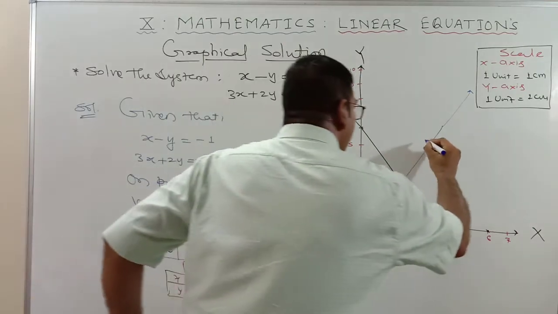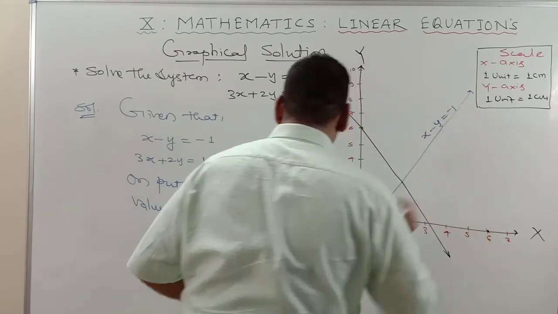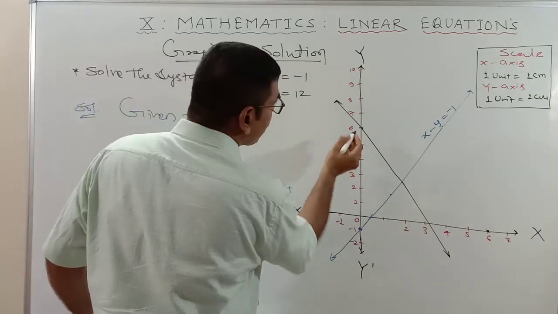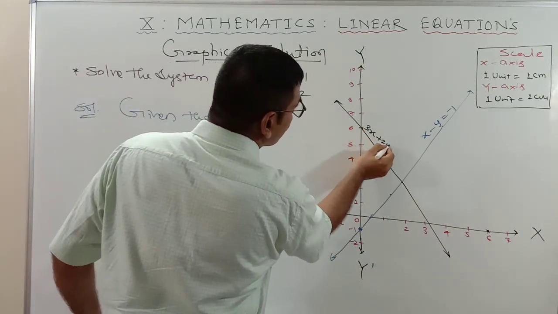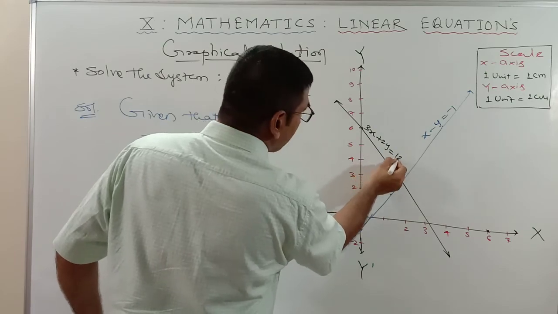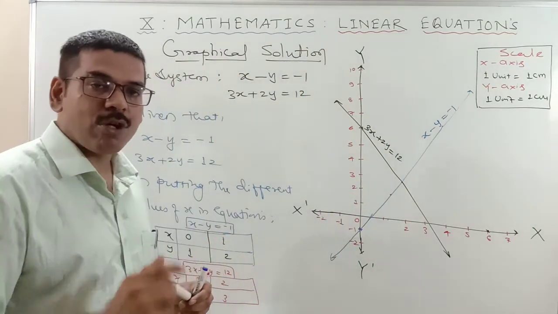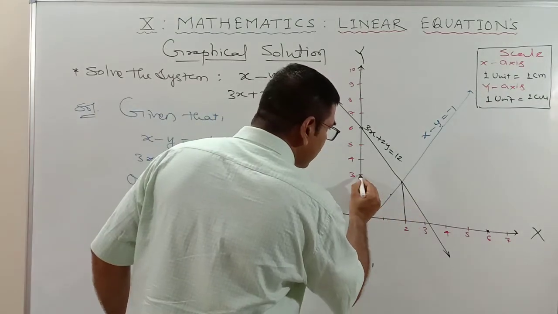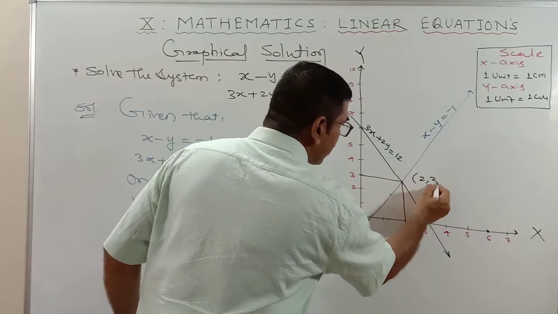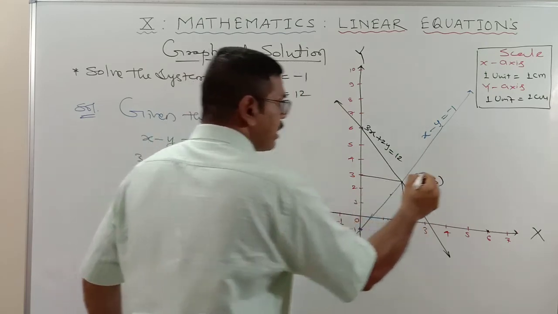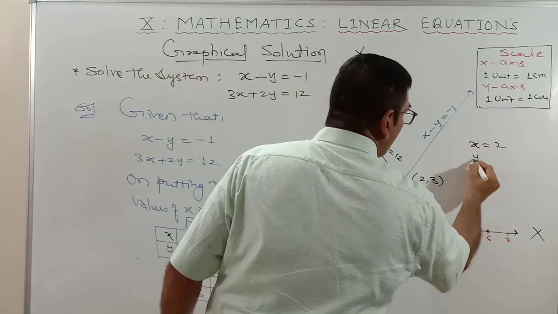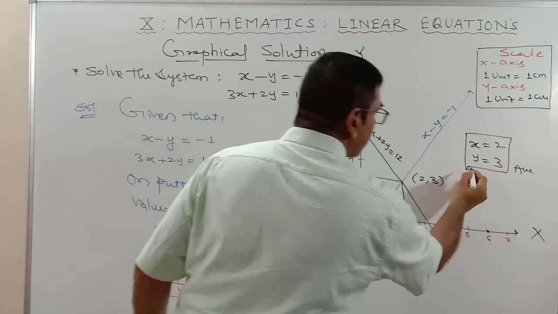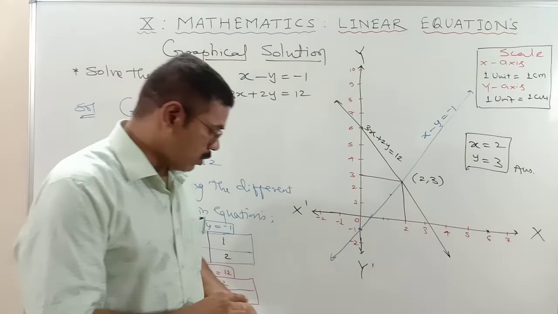Now I should write on the lines which lines these are. The blue one is x minus y is equal to minus 1, and that black one is 3x plus 2y is equal to 12. Is it clear? The intersection point of both the lines will be the solution of the system. Suppose it is just coming at 2, 3. So 2, 3 is the solution. In the sense, x is equal to 2, y is equal to 3 is the answer of your question. The system has a unique solution.